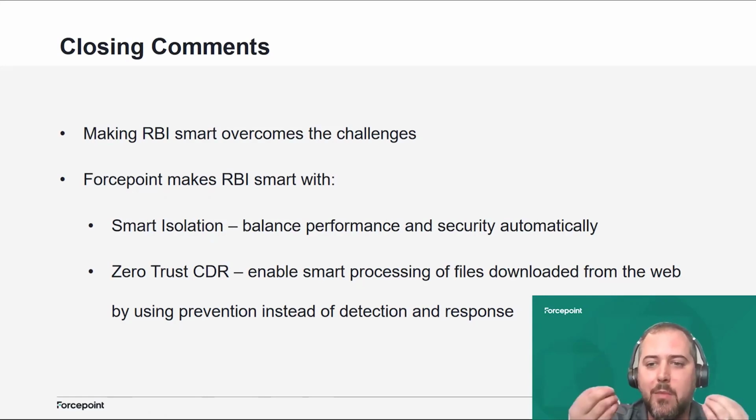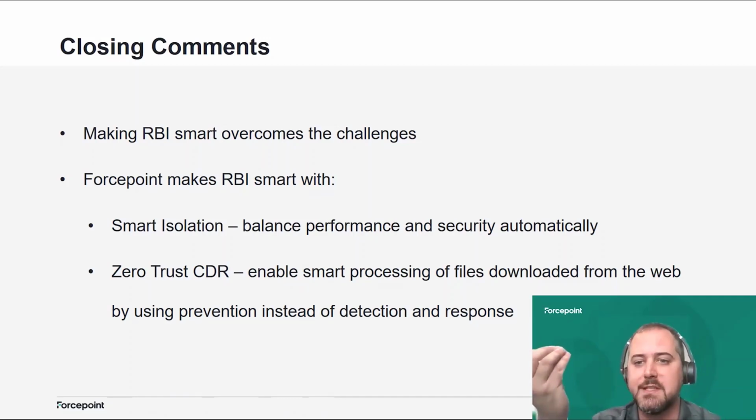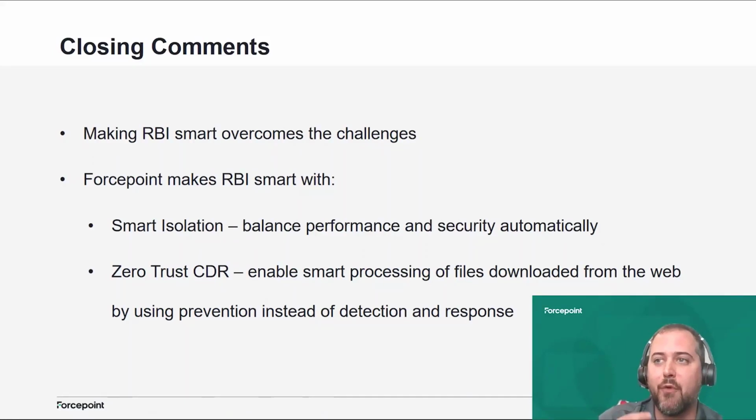And if we can make RBI smart to balance between these as a site is risky, or as the risk level rises, or on the inverse, as an organization's risk appetite decreases, we can use the smart isolation mode to better balance security and performance for the appetite of each individual organization, as well as using zero trust CDR to allow full access of the internet using zero trust solutions, not just a zero trust approach to rendering web pages and then using a less than zero trust approach for downloading content and consuming content from websites.